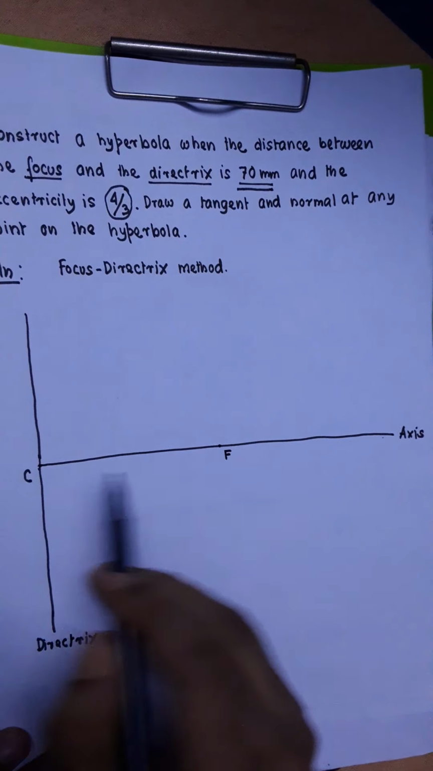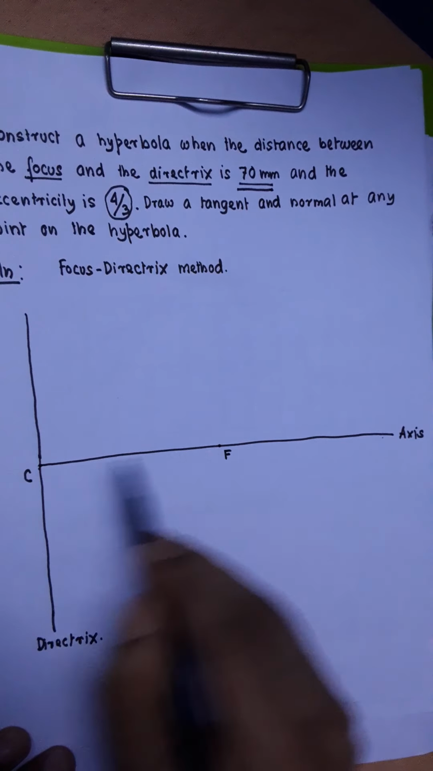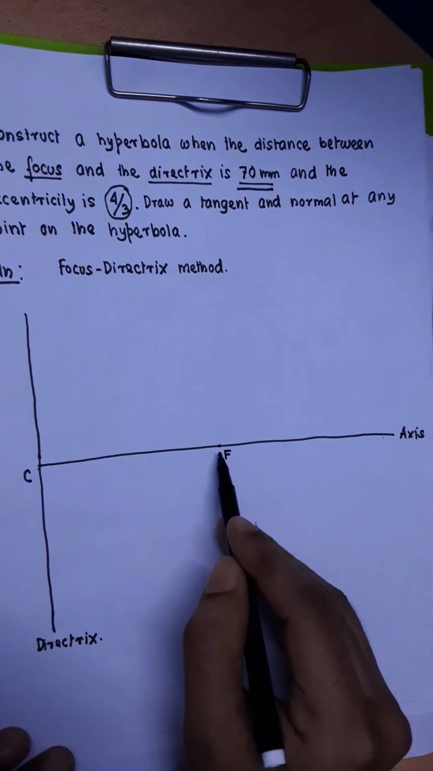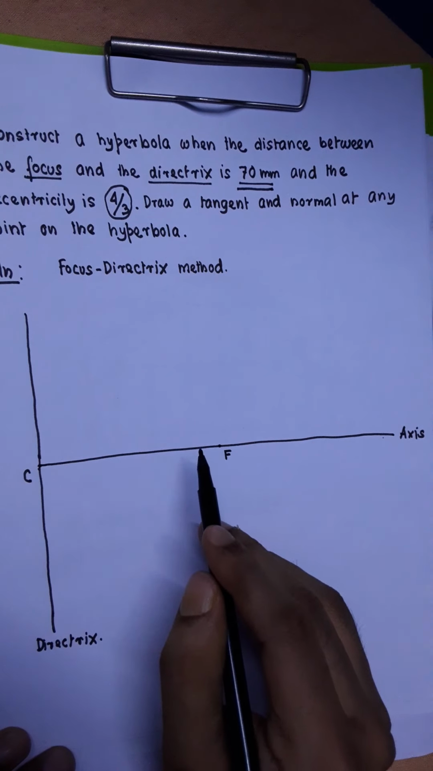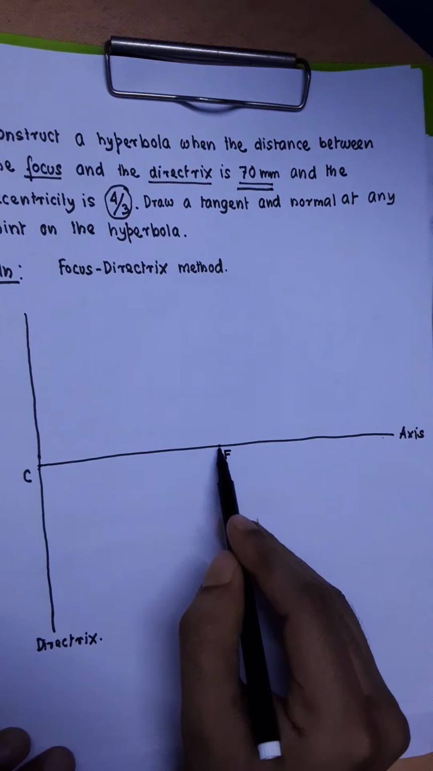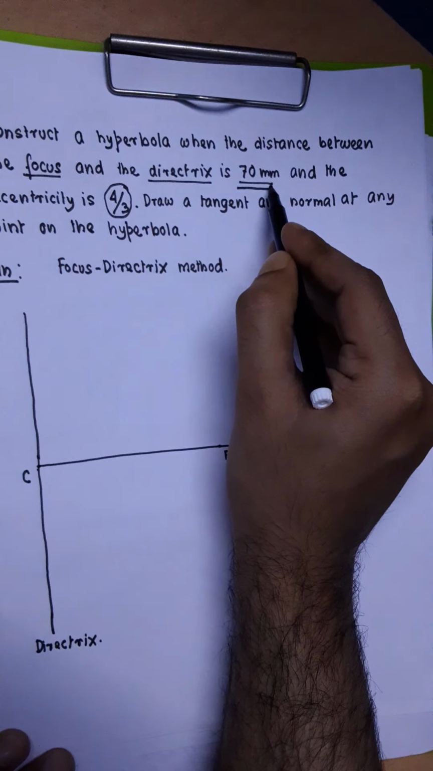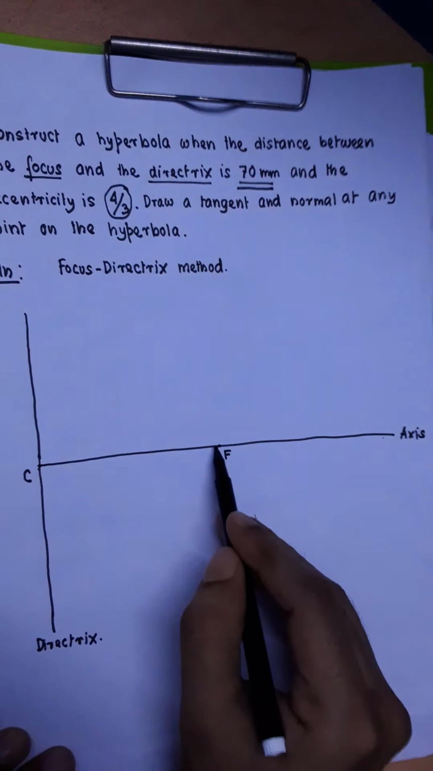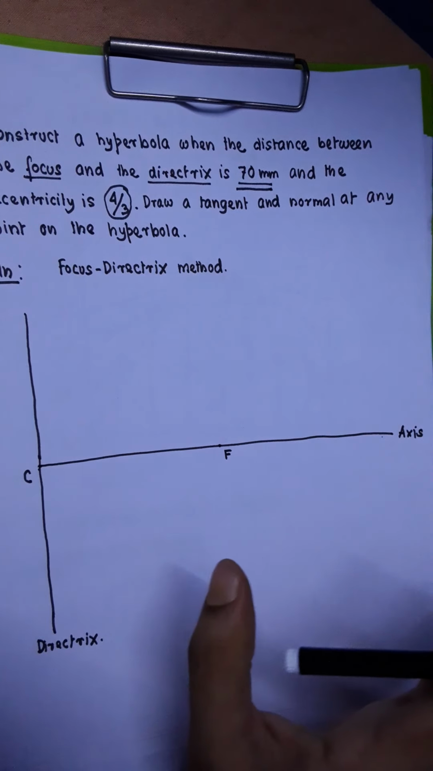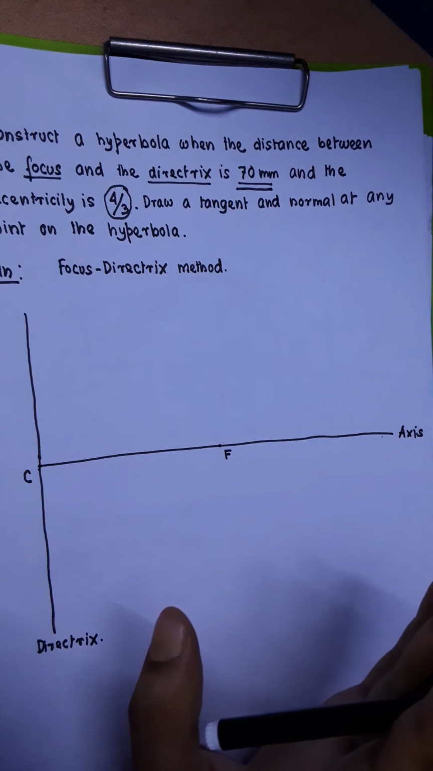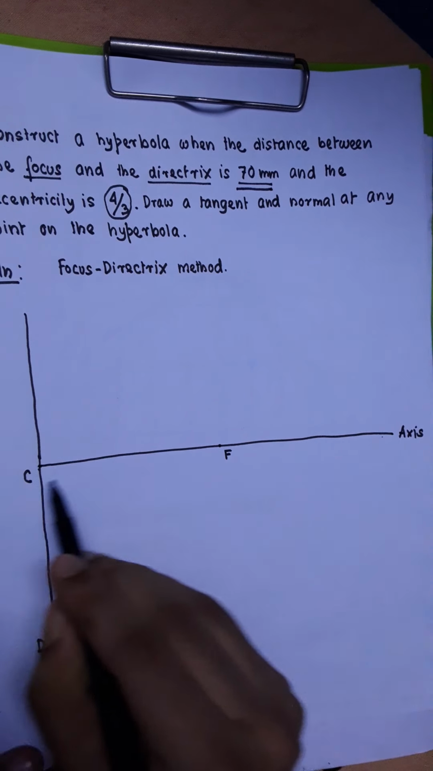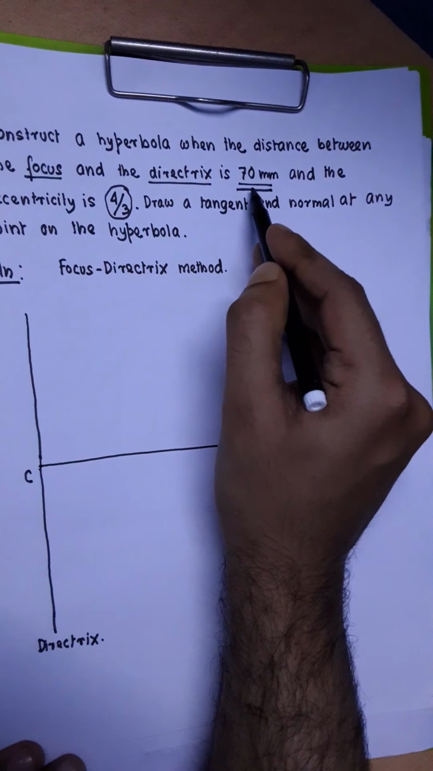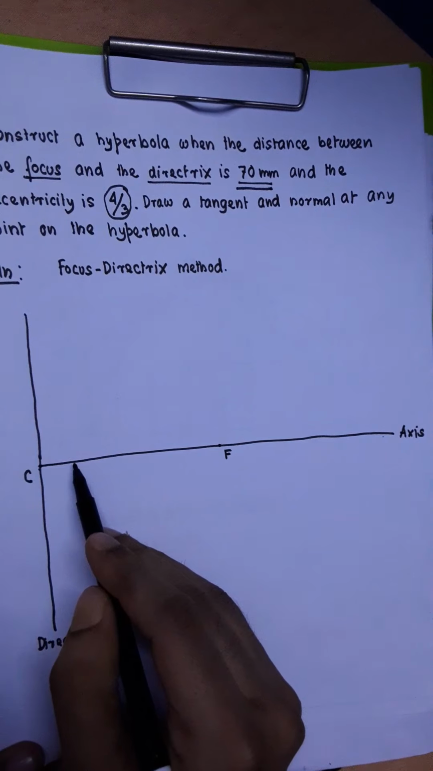Now what you have to do is you have to divide this distance CF into 7 equal parts. Now since this distance CF is 70 millimeter, which is already a multiple of 7, we can do this division of CF into 7 equal parts without doing any construction. Simply by using a ruler, we can divide this distance CF into 7 equal parts. Since CF is equal to 70 millimeter, each part will be 10 millimeter.